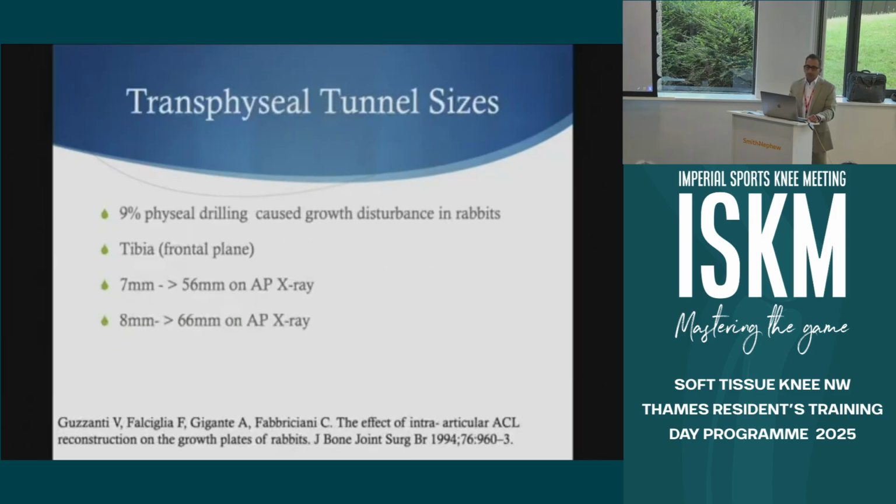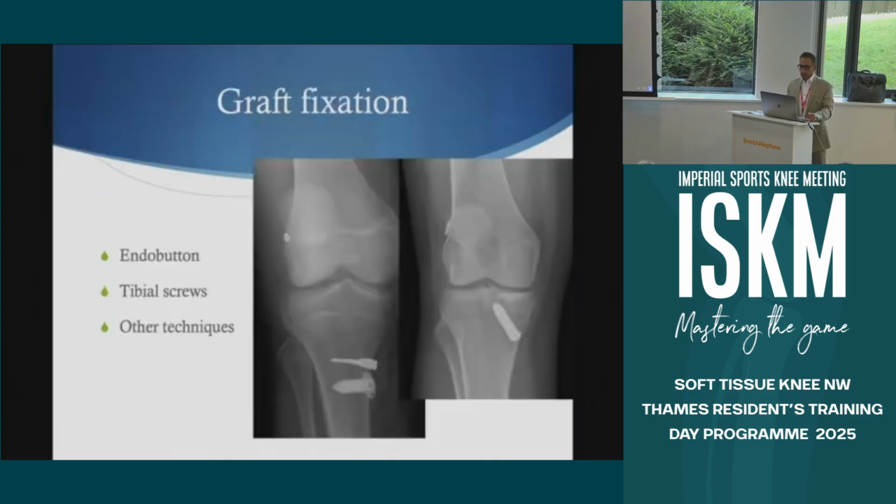The key numbers are 9% physeal drilling. If you do any more than that, you get growth disturbance in rabbits. Really, you want an 8 to 8.5 mil graft. I don't accept any graft less than 8 mil, probably 8.5 even in a 10-year-old. We talked about graft fixation. I need to talk on a bit, but double suspensory is what I do in the two kids.